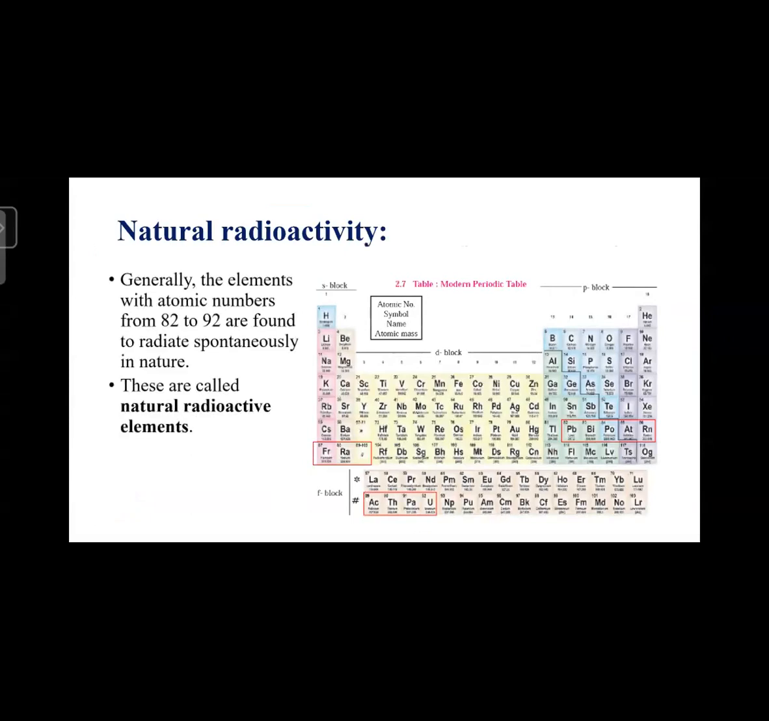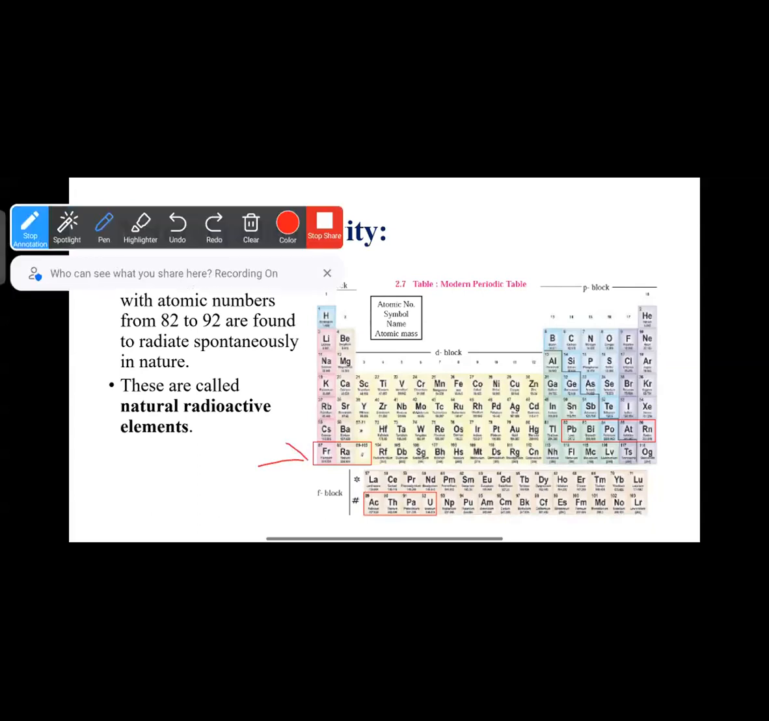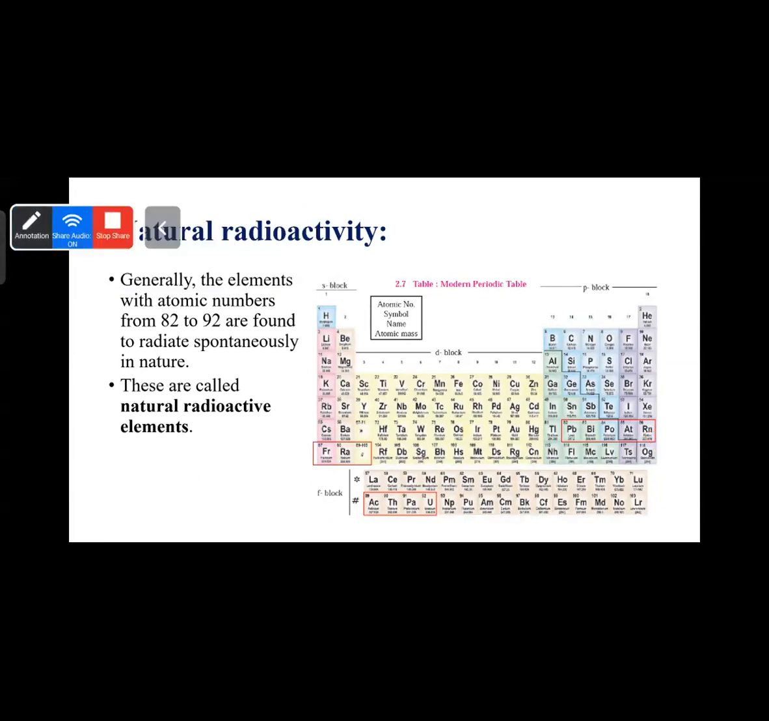Here is the diagram of the modern periodic table, and radioactive substances are shown here. These have high atomic numbers. Generally, elements with atomic number 82 to 92 are found to radiate spontaneously in nature, and they are called natural radioactive elements.